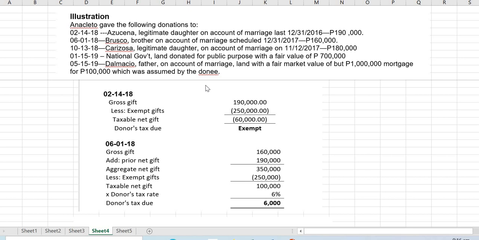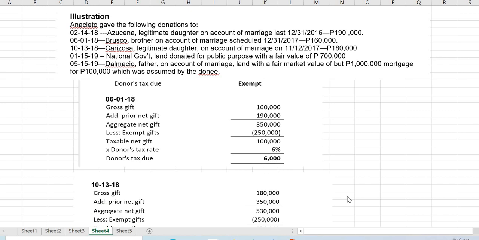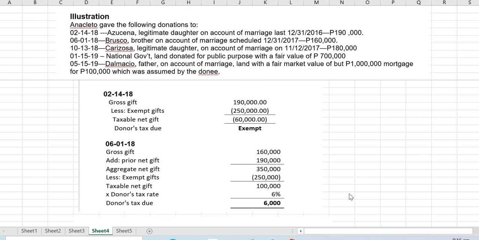So the requirement is to compute for the gift, each donation. So, una, on February 14, 2018, the gross gift is 190, and you have no deduction, so your net gift is 190. Since the tax rate is 6% in excess of 250, and you haven't reached 250 yet, there is no donor's tax, so it is exempt. Okay? That's it.